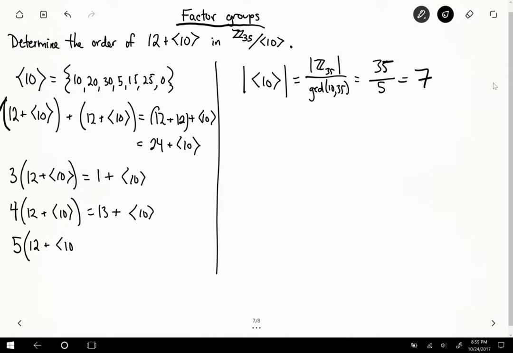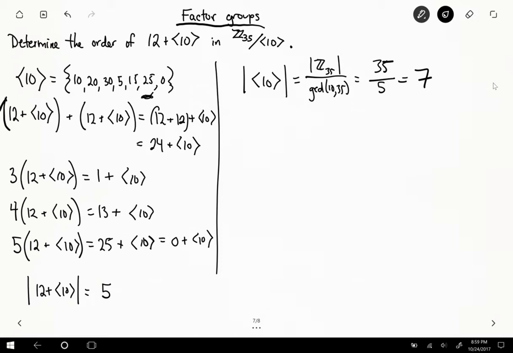And so now let's take a look at 5. What happens? Well, you can add another 12 plus the cyclic group generated by 10 here. So adding another 12 to this element gives us 25. And you might say, oh, we've got to keep on adding. Well, actually you don't. Notice 25 is listed right here in our subgroup. So this thing is the same thing as 0 plus that cyclic group generated by 10. So what that means is the order of 12 plus the cyclic group generated by 10 equals just 5.